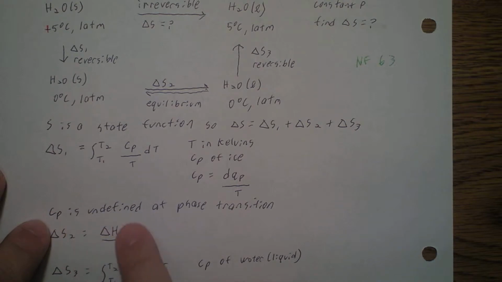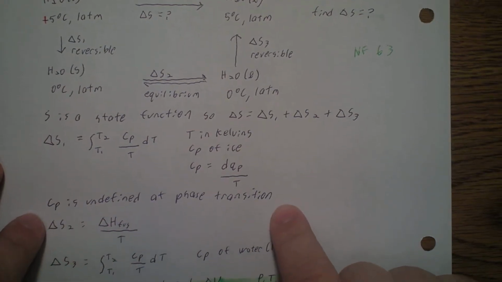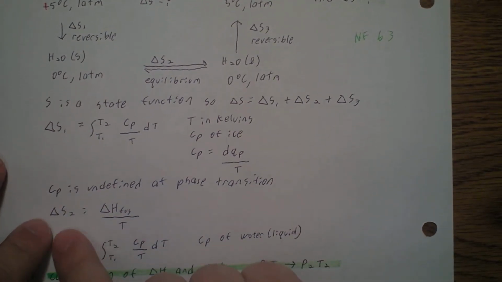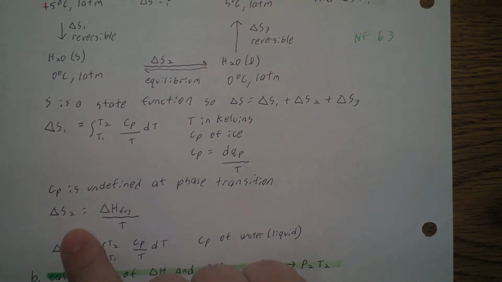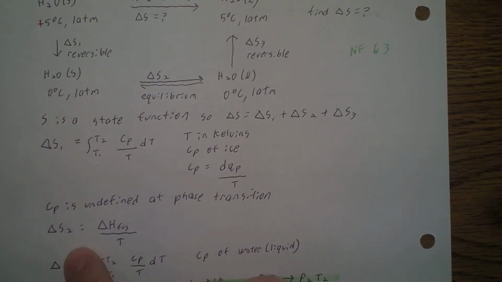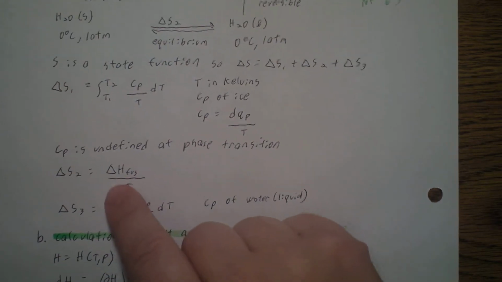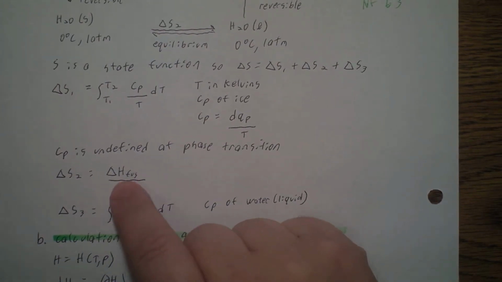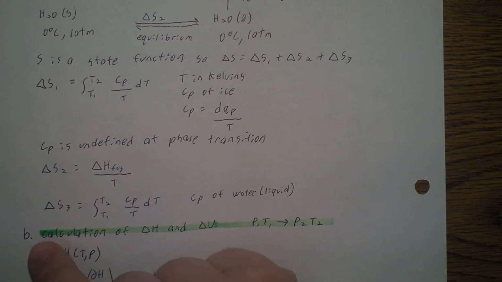And then the heat capacity, remember, is the differential of the heat at constant pressure divided by temperature. Now, the heat capacity is undefined for phase transitions, though. So, for delta S for segment 2, which was the melting of the ice, we had the change in enthalpy of the fusion divided by the change in temperature. So this is the heat of fusion. It's enthalpy. It's really the same thing. It's a type of energy.